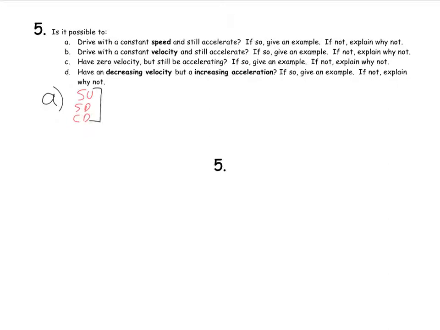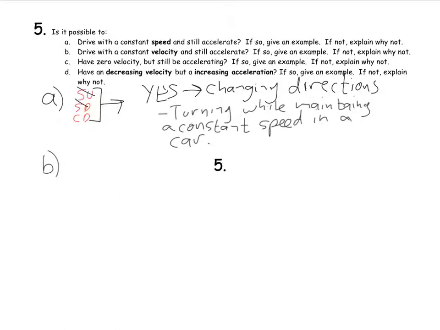So keeping those in mind, all right, if we have a constant speed, we can't speed up, we can't slow down. However, we still can change directions. So that's the key. For this one, changing directions is going to allow us to have a constant speed, but still accelerate. So the easy example really is just saying that you're turning while maintaining a constant speed in a car. Obviously, there are many, many examples.